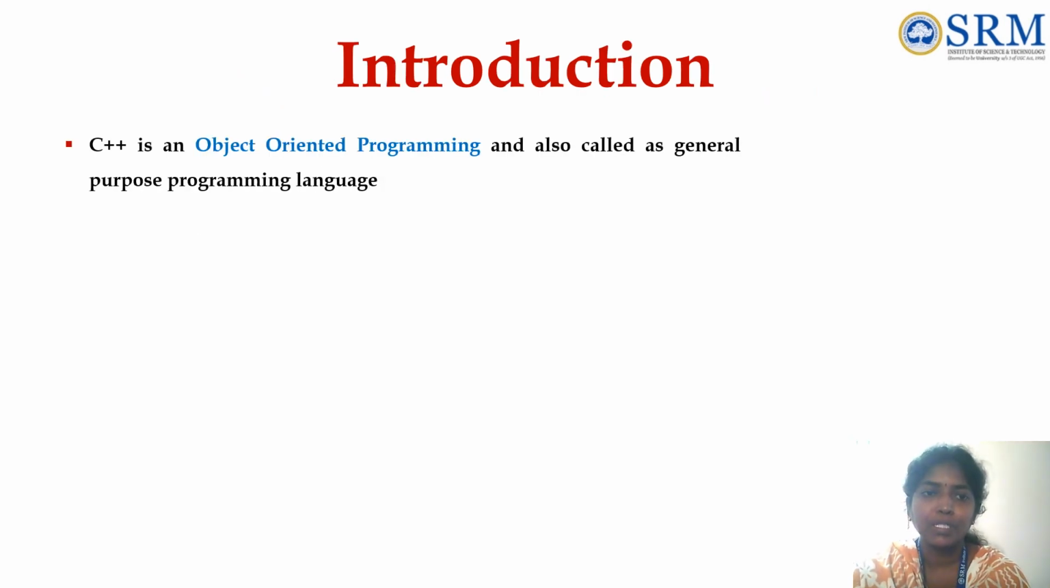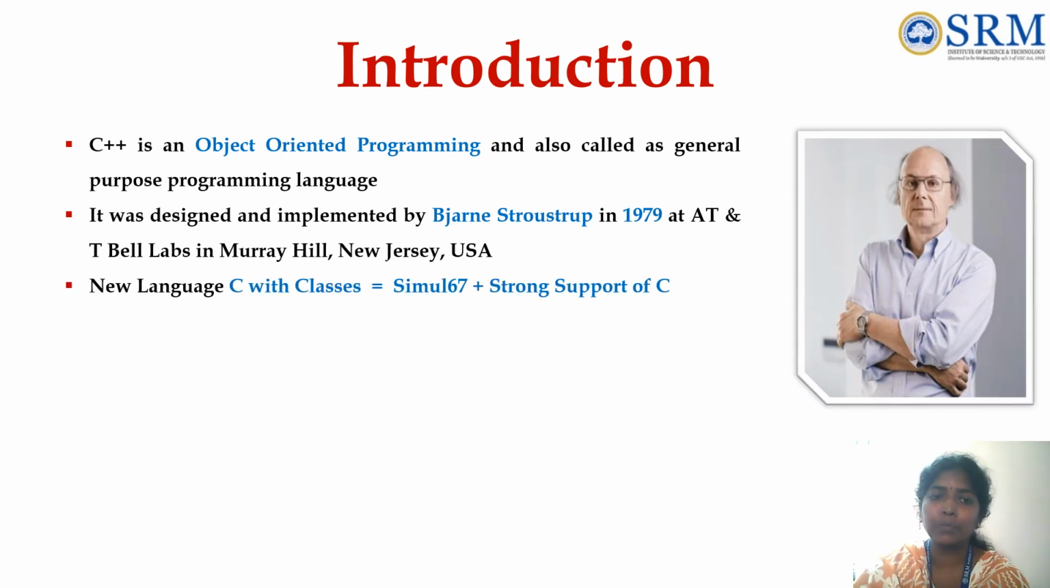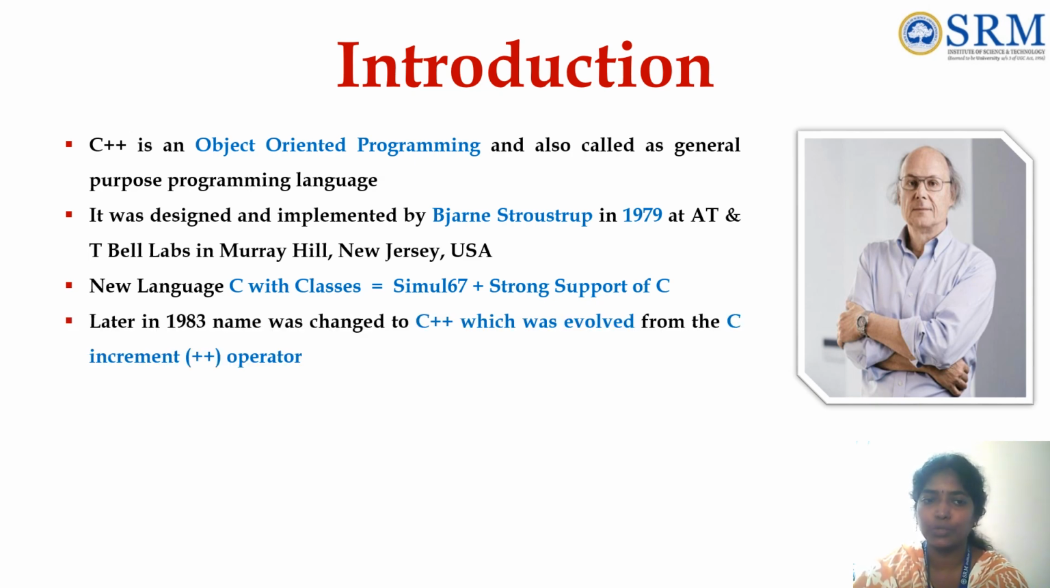Introduction. C++ is an object-oriented programming and also called a general-purpose programming language. It was designed and implemented by Bjarne Stroustrup in 1979 at AT&T Bell Labs in Murray Hill, New Jersey, USA. A new language named C with Classes was developed with the help of Simula67 object-oriented programming language in addition to strong support of C programming language. Later in 1983, the name was changed to C++, which evolved from the C increment operator ++. C++ is a superset of C.